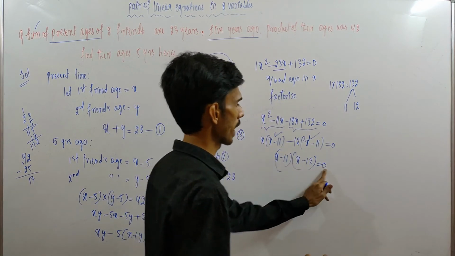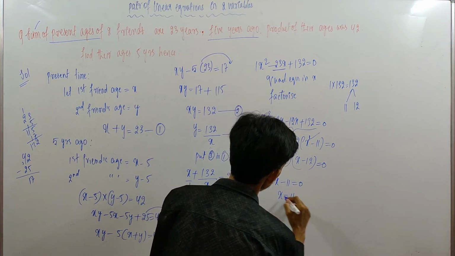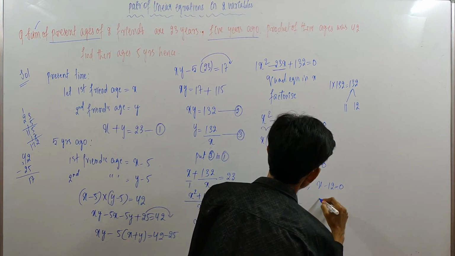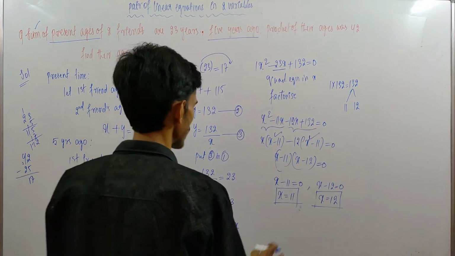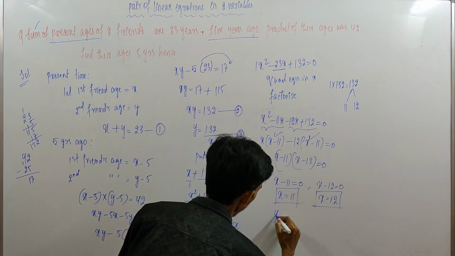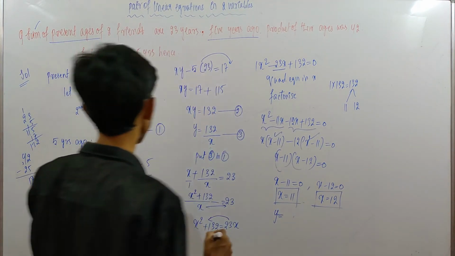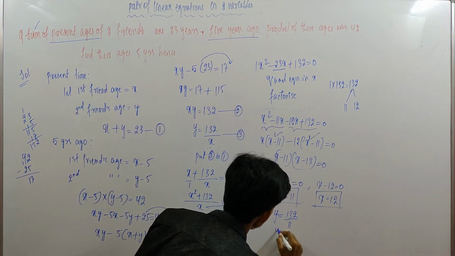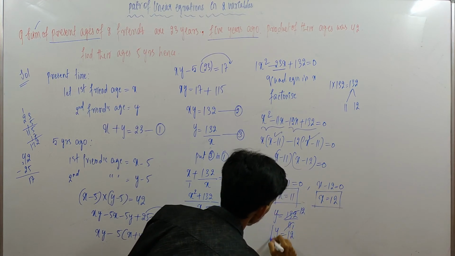Now equate these two factors to 0. We have x minus 11 equal to 0, so x is equal to 11, and x minus 12 equal to 0, so x is equal to 12. We have two values of x. If x is 11, then y will be 132 divided by 11. So 11 ones are 11, 11 twelves are 132. So the y value will be 12.